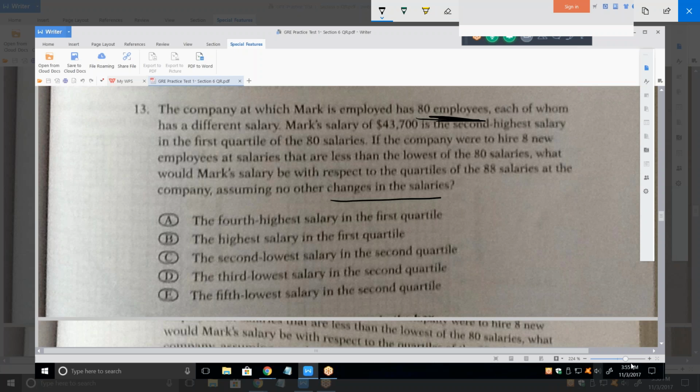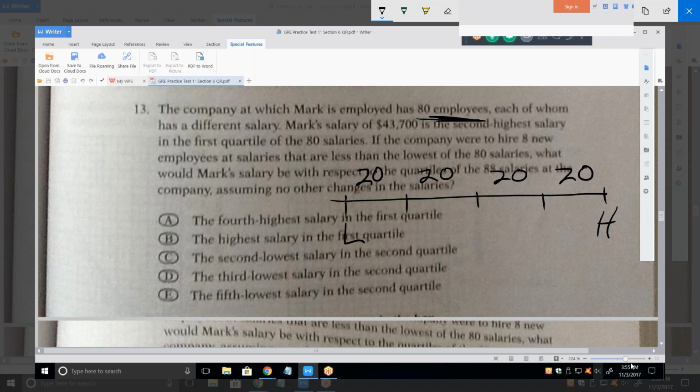So let's draw our salaries out here. There's the lowest. There's the highest. We have 80 salaries between the lowest and the highest, counting the lowest and the highest. First quartile means the first 20. Second quartile means the second 20. Third quartile would be the third 20. Last quartile would be the fourth 20.